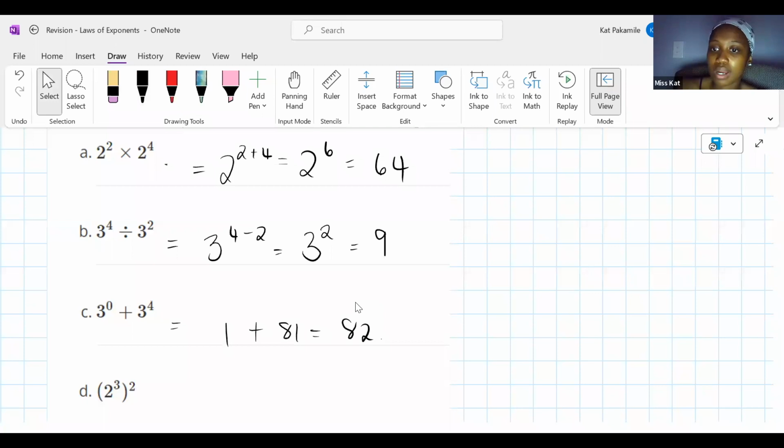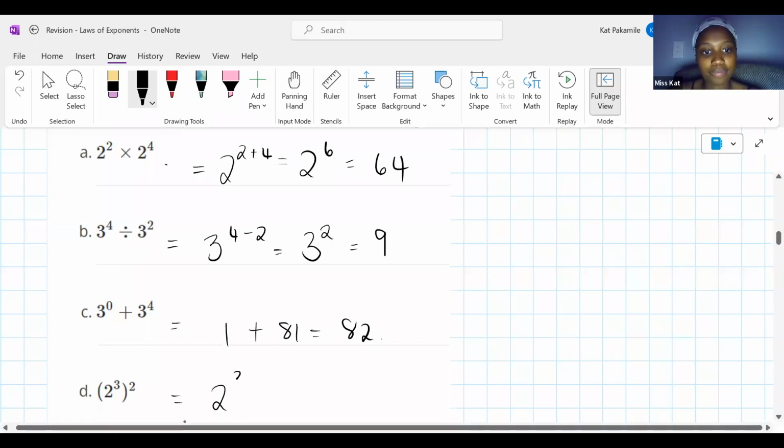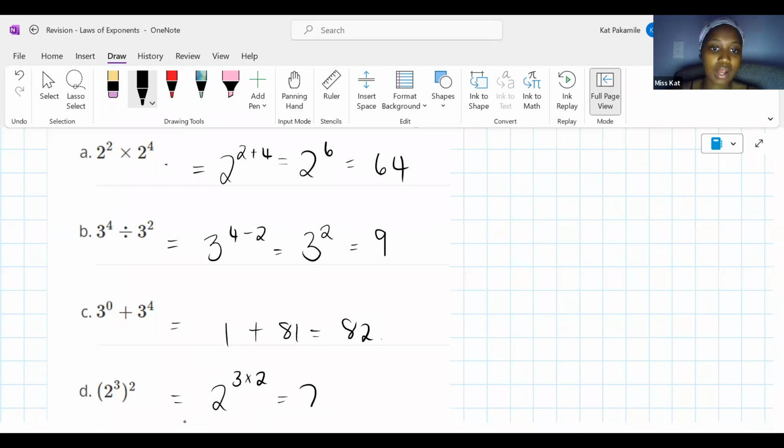Okay, we're on number D. We're going through these at the pace we are supposed to. Hello, hello. Are you ready? Yes. Ma'am, it's going to be 2 to the power 3 times 2. You guys know your rules well. Which is 2 to the power of 6, which is how much? 64. Thank you very much. Beautiful.